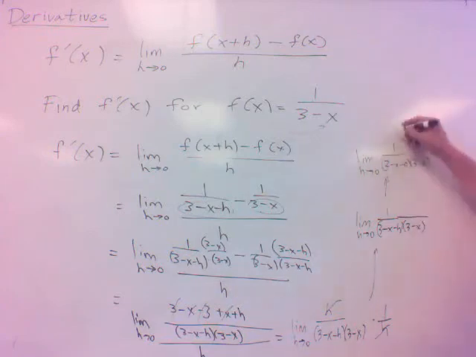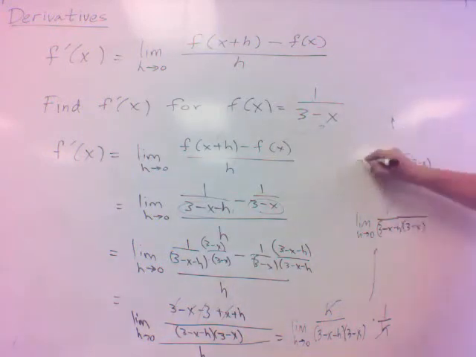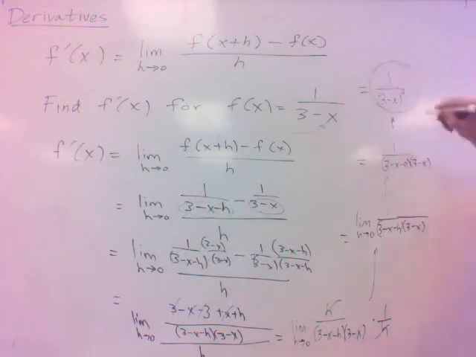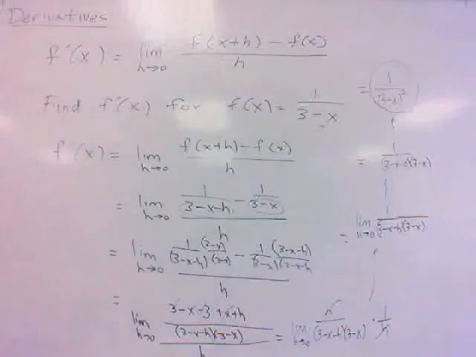So it's just 3. Whoops, it's not the limit anymore, is it? It's just 1 over 3 minus x twice. Or 3 minus x squared. Is that okay? All right. So yeah, we've done these a couple of times now. We're just now calling it f prime.